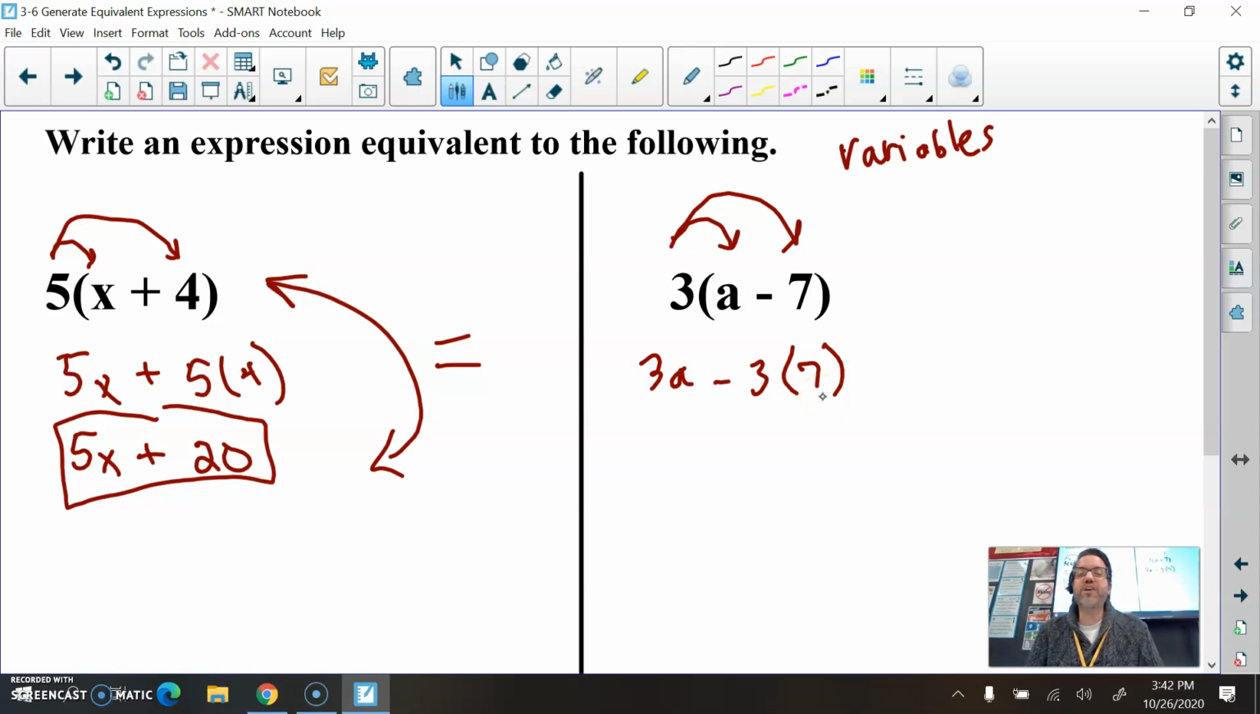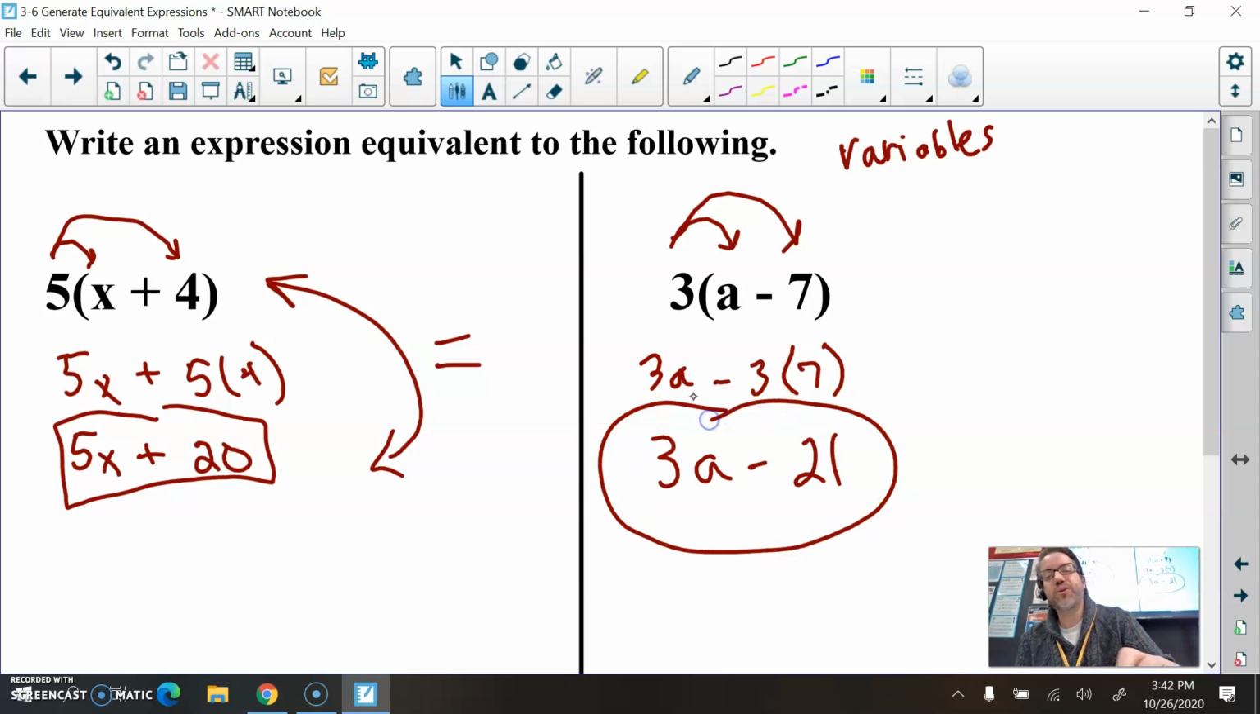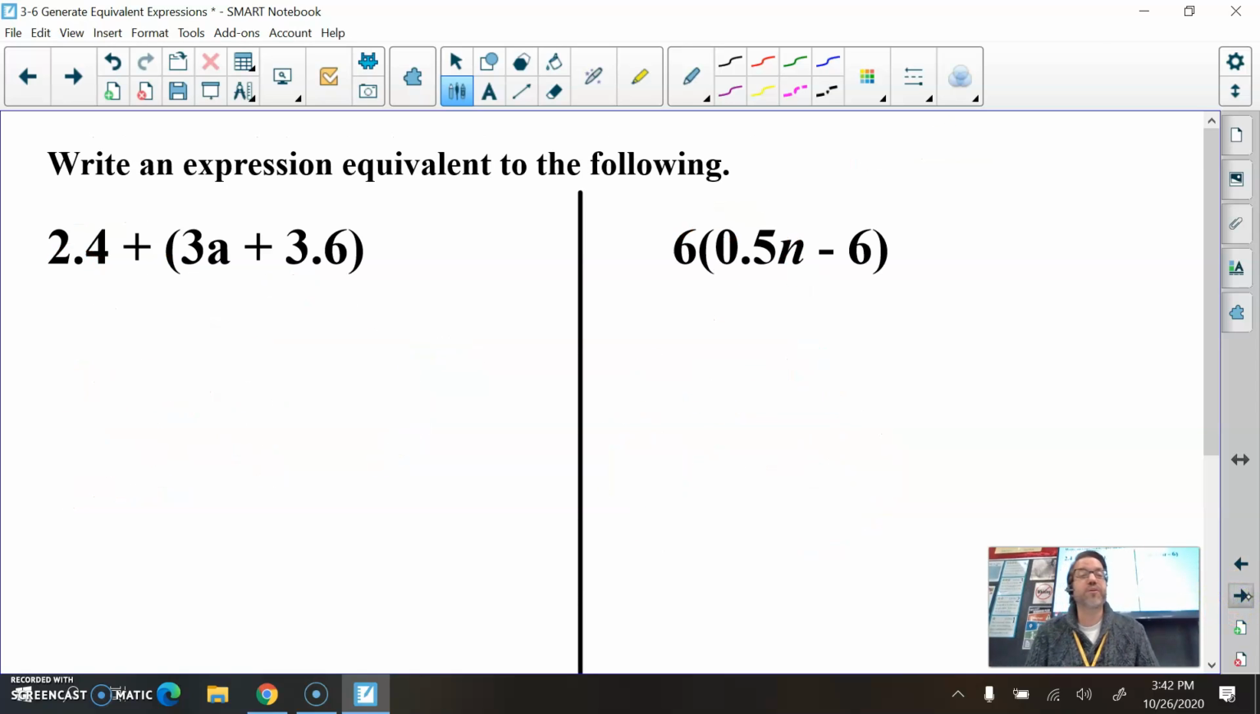Okay, you want to make sure that you bomb everything inside the fort. So we take 3 times A and 3 times 7. Now I know what 3 times 7 is. That's 21. So 3A minus 21 is what I get after I distribute the 3 through that quantity. That's it. Let's look at another example here.